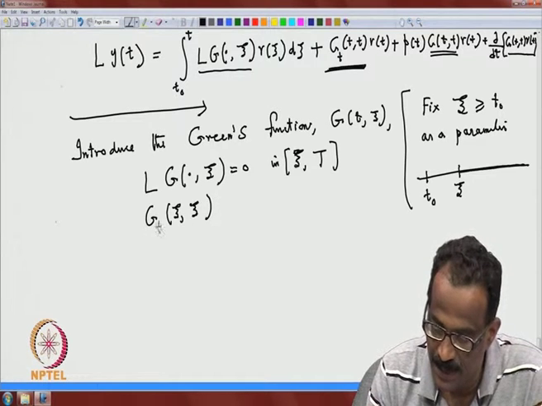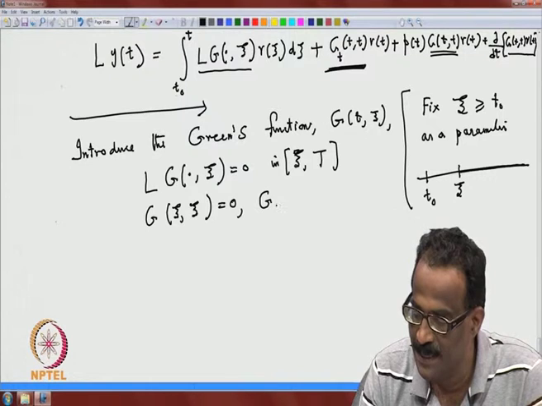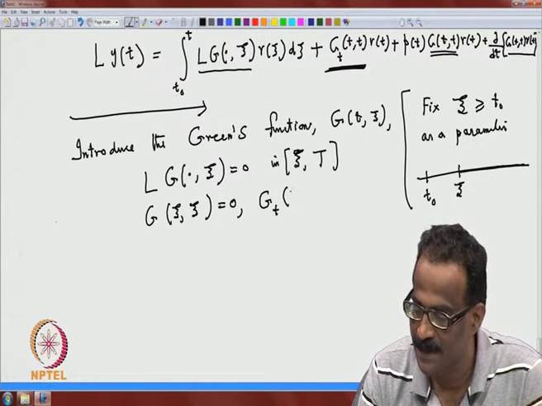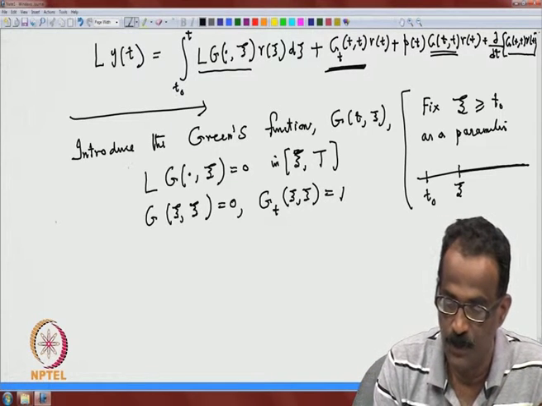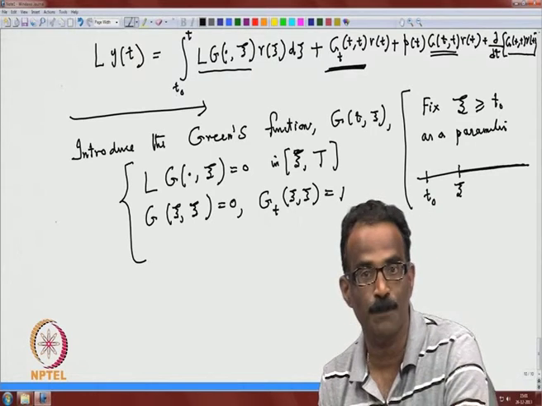I want G(t, psi) equal to 0 at t equal to psi, and the derivative G_t at psi equal to 1. So, you see R is not coming into the picture here. So, you introduce this problem.